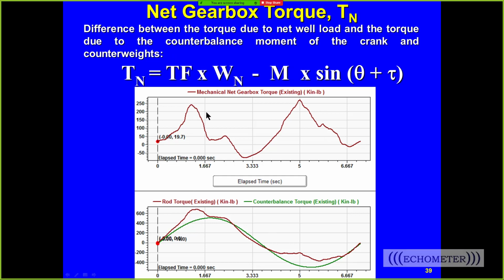And now finally we can look at the net torque curve and say, oh, this peak right here is higher than that peak. So we're weight heavy and the weights are too far out. We need to move them in toward the gearbox shaft center.